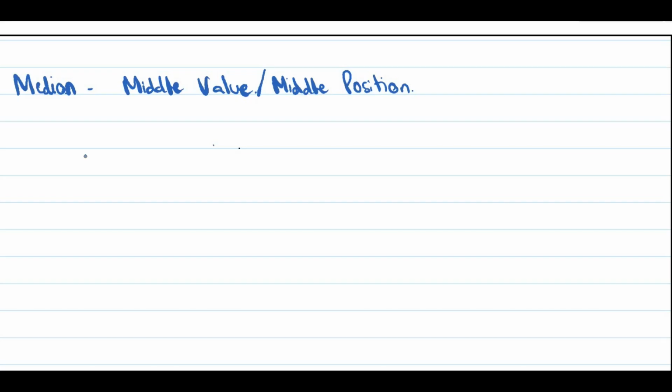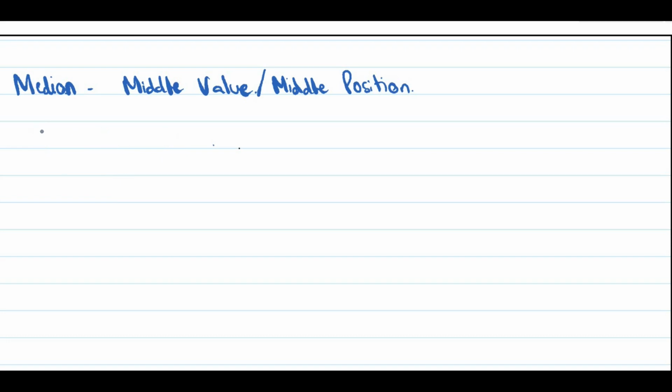Now in today's topic, we will be talking about median, which is also called middle value or middle position. First of all, imagine that you are given three numbers, 1, 2 and 3. So what is the middle number? The middle number is 2, therefore your median for this question would be 2.